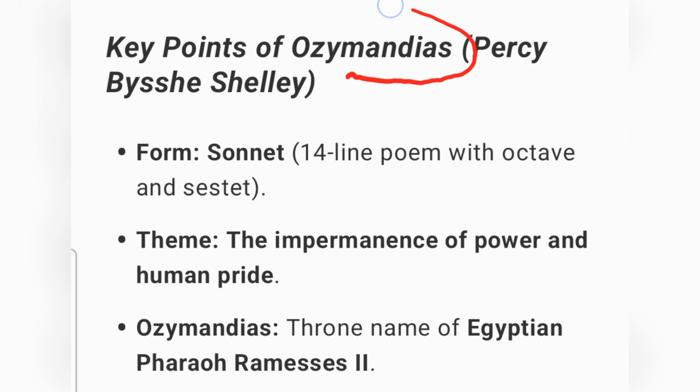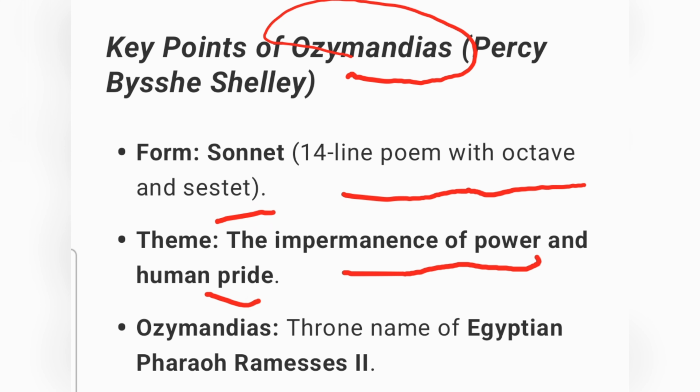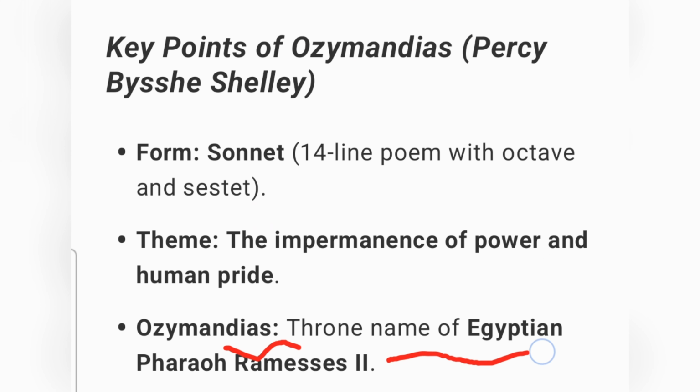Percy Shelley's Ozymandias. It is a 14-line poem with an octave and a sestet. Theme: impermanence of power and human pride. Ozymandias was a throne name of the Egyptian Pharaoh Ramesses II.